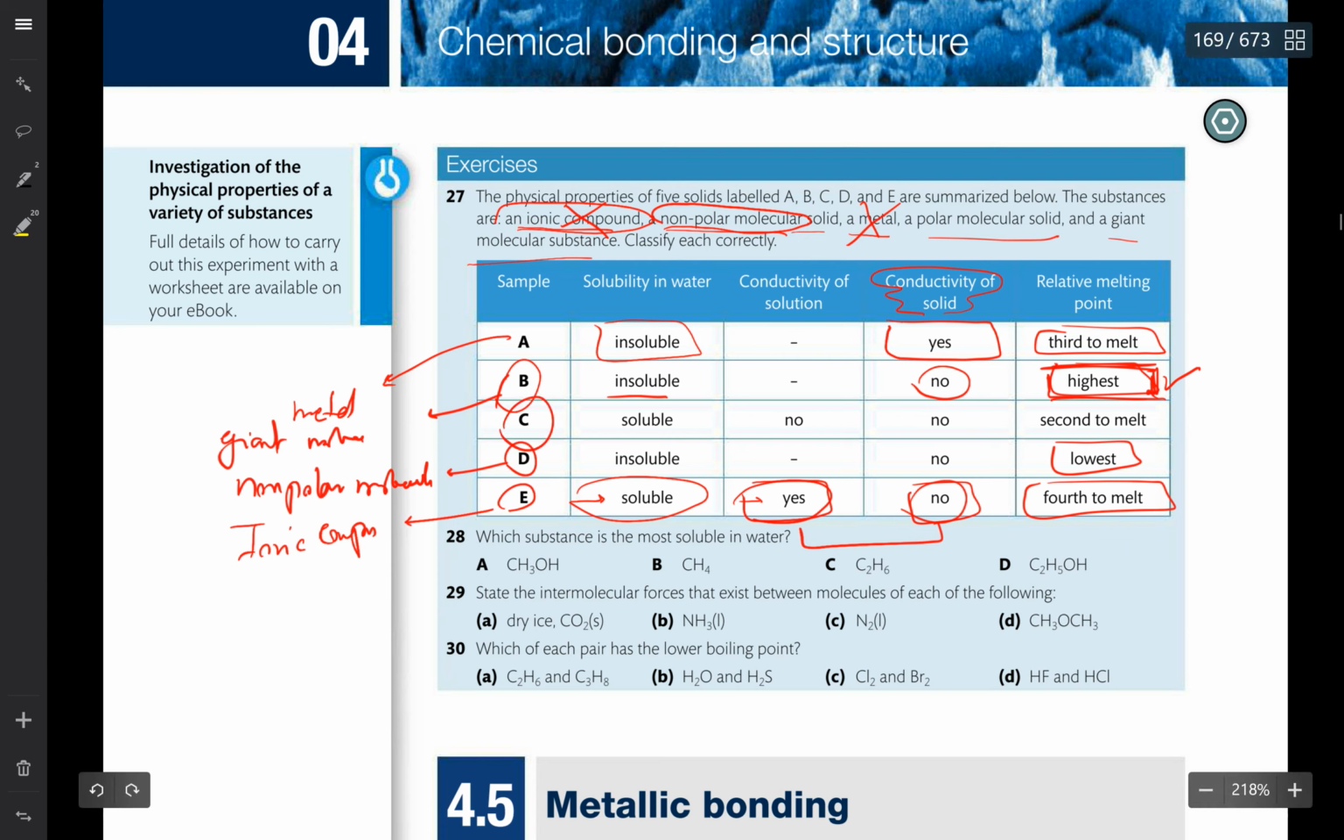And for the C, obviously it's polar molecule. It's soluble in the water because polar molecule dissolves in the polar solvent. Conductivity of the solution, they are not conductive. In the solid state, they are not conductive. And it says its relative melting point is second to melt. Okay, this one is a little bit challenging, because you know that the polar molecules have a low melting point. Okay, but maybe these polar molecules are very big, so they have strong London dispersion force, for example, that causes it to be second to melt.